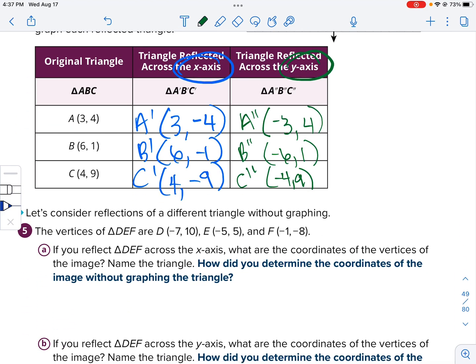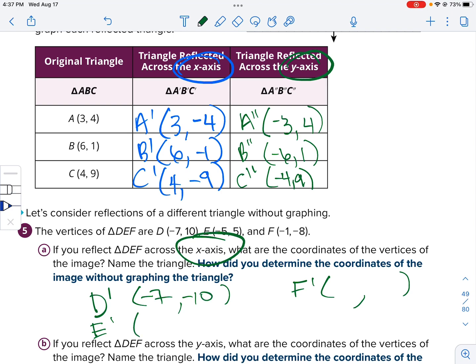Then you're given the vertices. Reflect across. So that means, again, D prime, E prime, F prime. It's going over the x-axis. We are not changing the x value. We're leaving it alone. So the -7 stays the same. The 10 does the opposite. The -5 stays the same. The 5 does the opposite. The -1 stays the same. The -8 does the opposite.